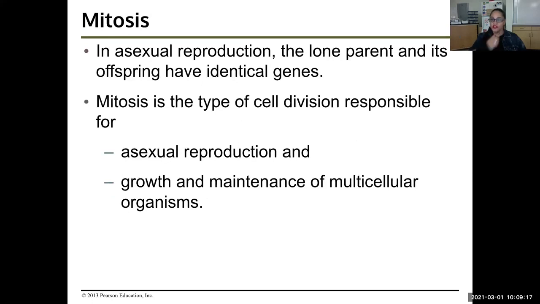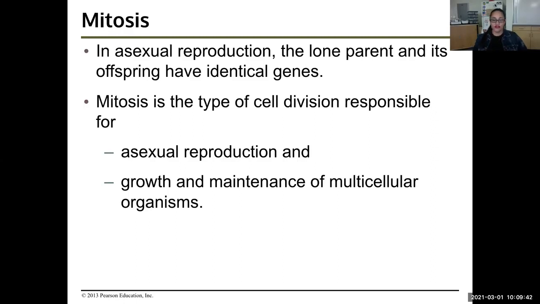In asexual reproduction, the lone parent and its offspring have identical genes. And mitosis is the type of cell division responsible for both asexual reproduction and growth and maintenance of multicellular organisms. So 99% of our cells perform mitosis to be able to repair and grow, duplicate themselves when needed.